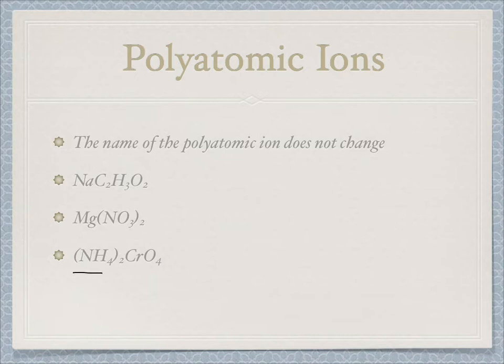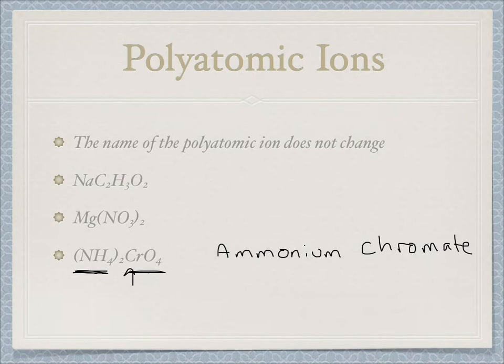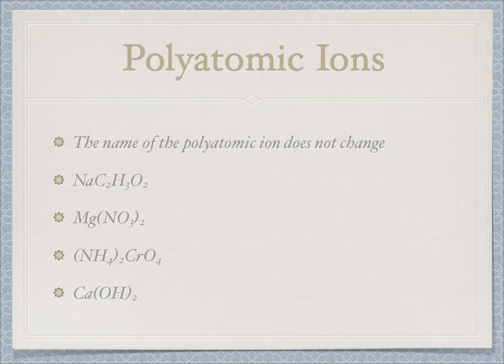Alright, so here's one that does start with NH4. And that one, we write down just ammonium. Ammonium. And then we look up CrO4. Find CrO4 and you'll find that that is chromate. Remember, the easy way is chromium, and most polyatomic ions end in ATE, chromate. Alright, CaOH. So we write the first one, calcium. We look up OH. If we don't know it, that is hydroxide.